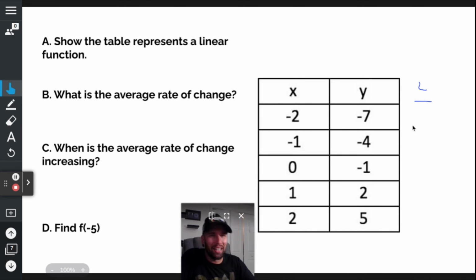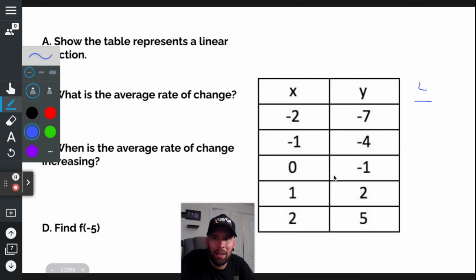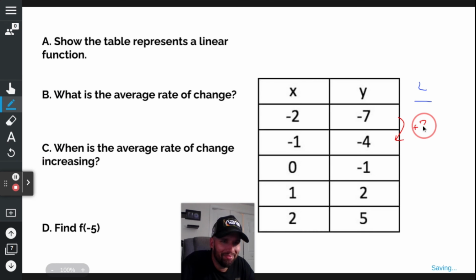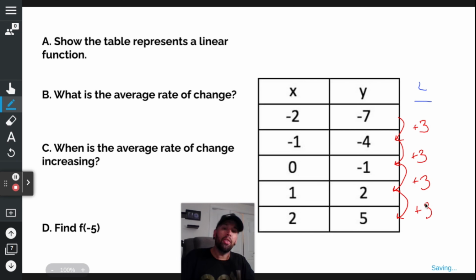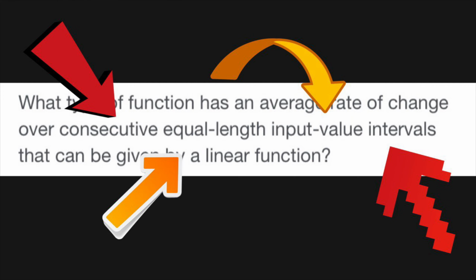All right, so what am I doing? I am adding 3, adding 3, adding 3, and adding 3. This function is linear because the rate of change over consecutive input value equal intervals is 3.